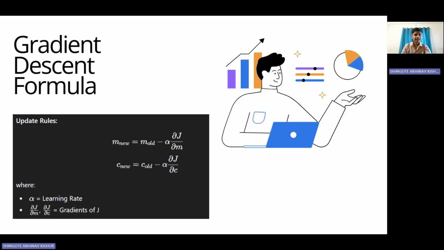Next slide is the gradient descent formula. The mathematical rules are: m new = m old minus alpha times del J upon del m, and c new = c old minus alpha times del J upon del c, where alpha is the learning rate, and del J upon del m and del J upon del c are the gradient of J. If alpha is too large, we may skip the minimum point, and if it is too small, it will take a long time to reach the minimum. So choosing the right learning rate is important.